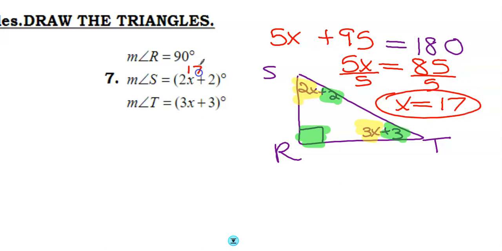Plug it back in. We already know what angle R is. Now we need to find out angle S and angle T. So 2 times 17 plus 2 is 36 degrees. 3 times 17 plus 3 is 54 degrees. So now I have 90, 36, and 54.